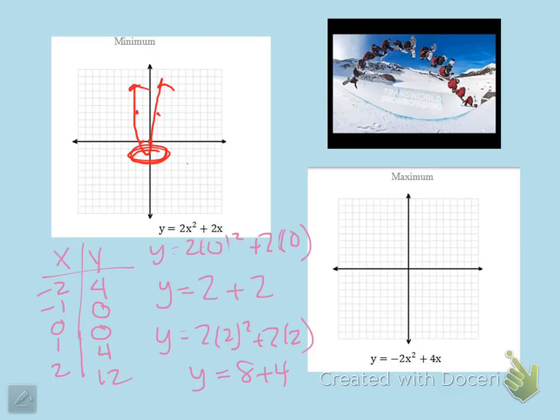For this next one, I'm not going to go through all the x's and y's, but it's going to be the same thing, and it's going to look like this, which is going to be a maximum. So my highest point is going to be a max.